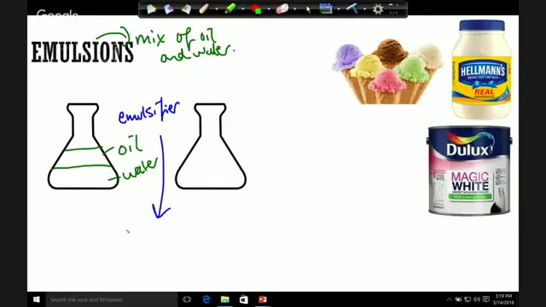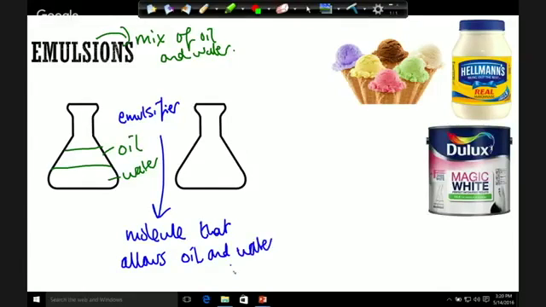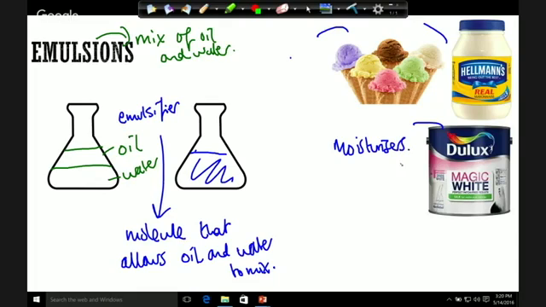And that is the molecule that allows oil and water to mix. And these are examples of emulsions. So if you added that emulsifier, they would be able to mix together. Examples include ice creams, mayonnaise, and things like paint, and also beauty products as well, like moisturizers and things like that. You might need to give one of those examples as well. So you have a few in mind: ice creams, mayonnaise, paint, moisturizers and things.